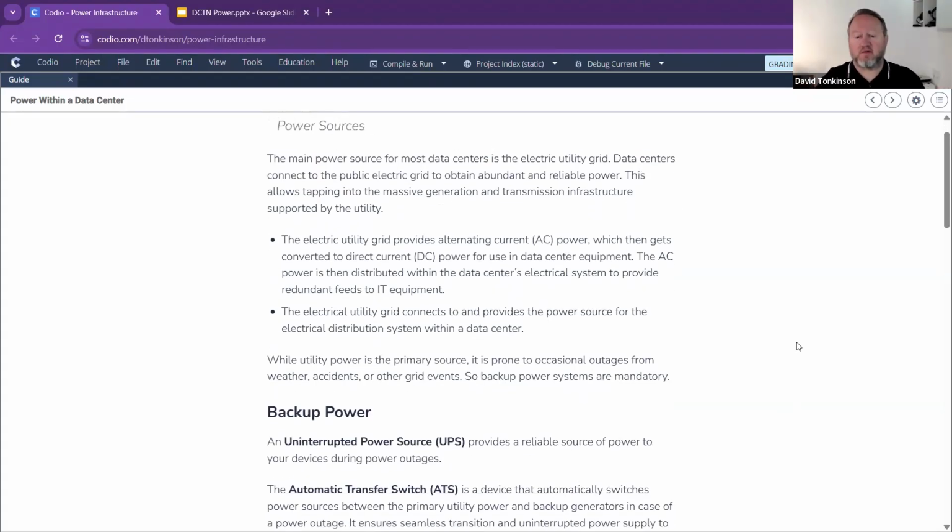So mains power. Let's talk about the mains power that comes into data centers, comes to the electrical grid. It is all AC. We use AC because alternating current is able to transfer across longer distances with less power loss, less issues. So everything comes into our building as AC.